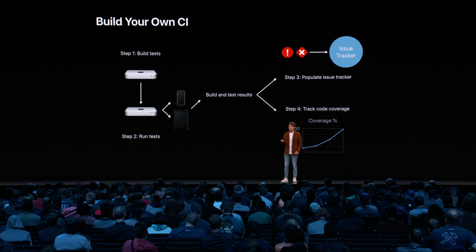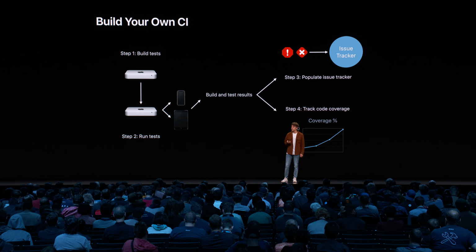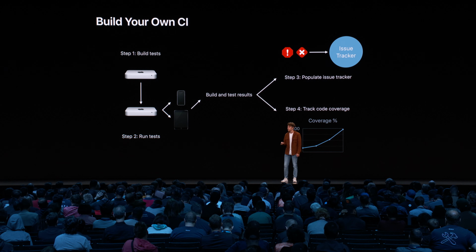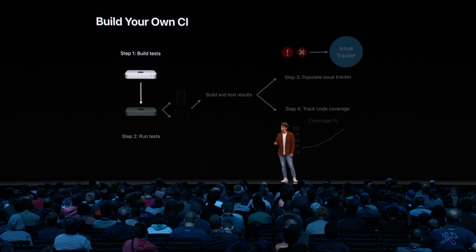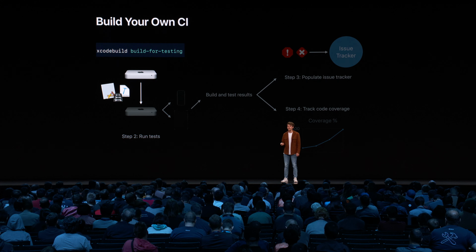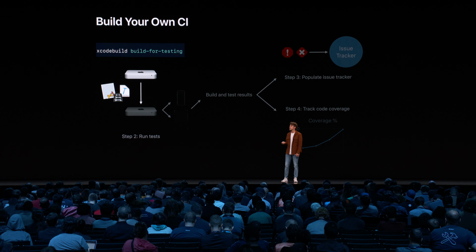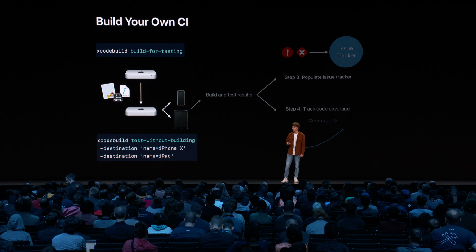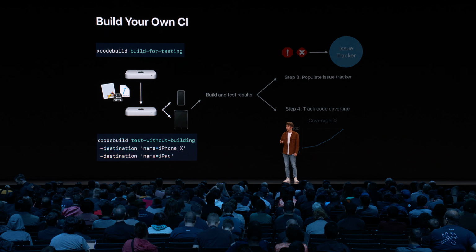Armed with all that we've learned about Xcode Build, we can start to fill in some of the gaps in our pipeline. Starting with the builder machine, we'll use Xcode Build for testing to produce the build products and XCTestRun file that we need. These will get passed to the runner machine, which invokes Xcode Build test without building to execute the tests on our suite of devices. The product of these two steps is the build and test results, which brings me to the next thing I'd like to talk about. And that is result bundles.